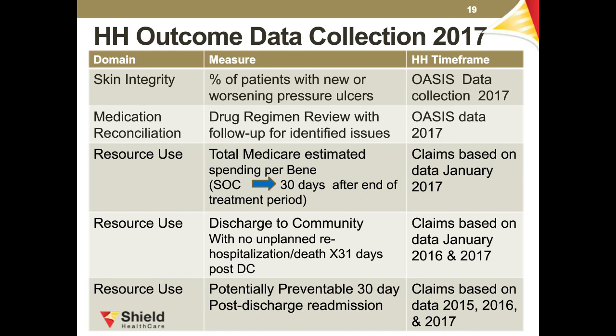And you can see that the time period for data collection varies. So discharge to community, that data is actually collected to be reported over 2-year time periods at a time. And resource use for the potentially preventable hospitalizations or readmissions is actually looking at a 3-year time period. The data we've already been submitting is already being collected. So on the hospitalization, it started in 2015, the data from 2016, and 2017 will be the third of the 3-year collection to report in 2018.